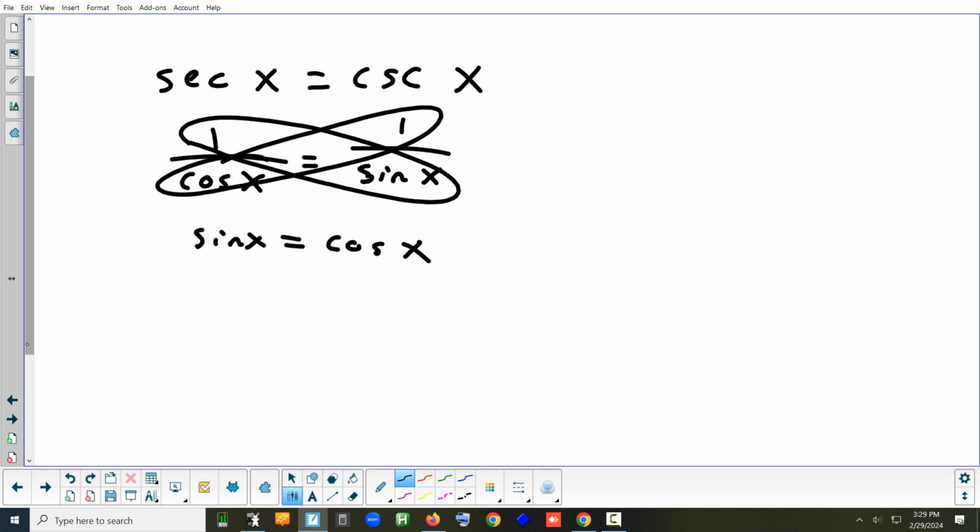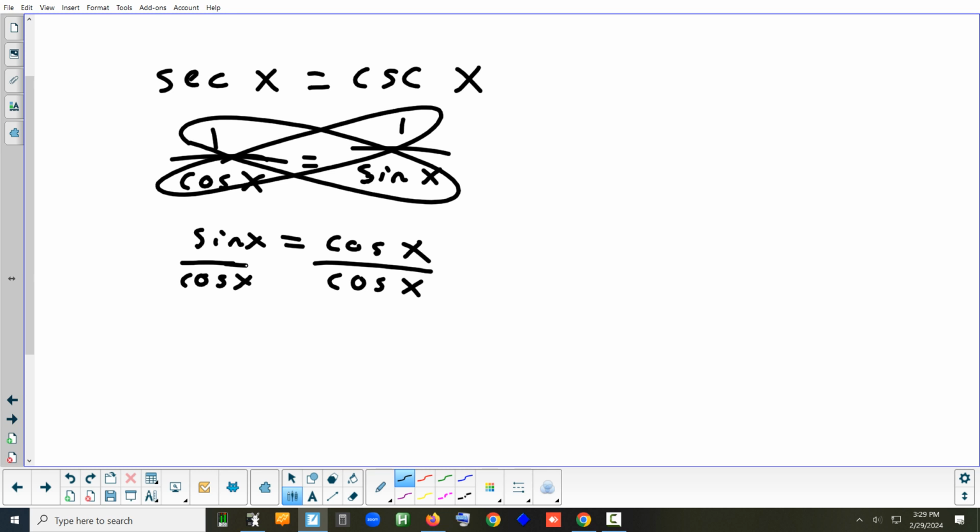Divide it either by sine or cosine. What do you want to divide each side by? Sine? You want to divide each side by cosine? Sure, that's a good idea. So let's divide each side by cosine. I just don't want to deal with cotangent. I don't want to have to flip it. Because watch what happens.